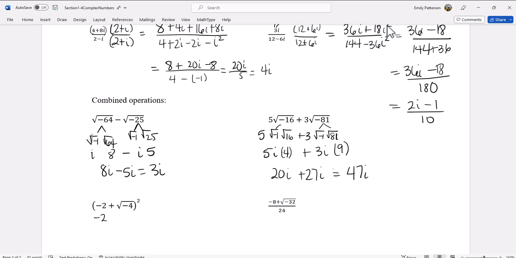This is going to be negative 2 plus, well, square root of negative 4. Well, it's the square root of 4, which is 2, with the i component with it. So we have this squared. Now remember, anytime we square a binomial, with or without an imaginary component, you have to write the binomial out twice. You can't just simply say 4 and 4i squared. You have to multiply the whole thing out. So I'm going to write that all out and then square the binomial.